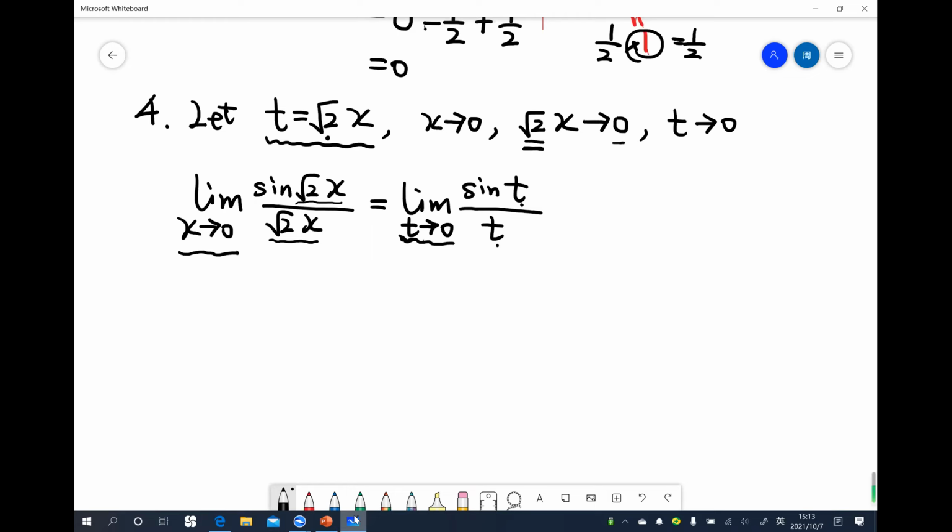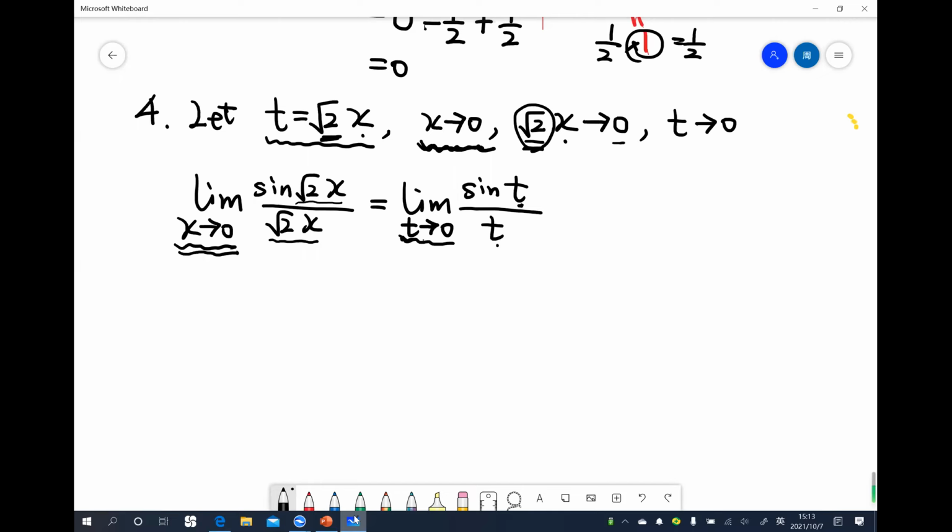Okay, here, as x approaches 0, as we have given the condition here, and here the variable is t. So we want to know which value t approaches. So here we can find that if x approaches 0, then the square root of 2 times x, we multiply x by the constant here, also approaches 0.